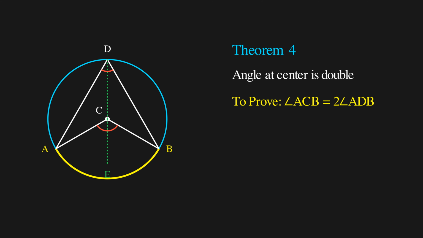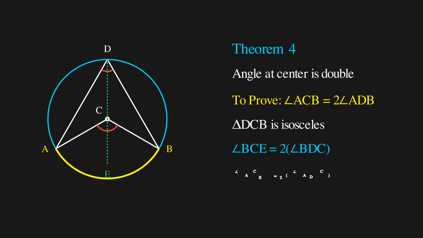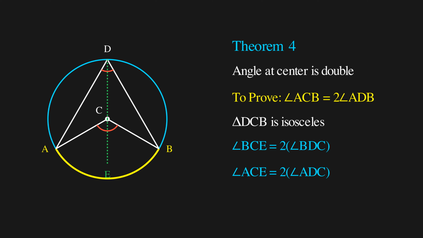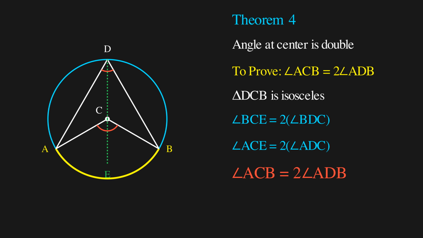This splits our shape into 2 isosceles triangles. In triangle DCB, sides CB and CD are radii, so the base angles are equal. By the exterior angle theorem, the exterior angle BCE is the sum of these 2, which makes it double the interior angle BDC. The exact same logic applies to the other triangle DCA, meaning angle ACE is double angle ADC. Adding these 2 equations together, we prove that the total central angle ACB is indeed double the angle ADB.